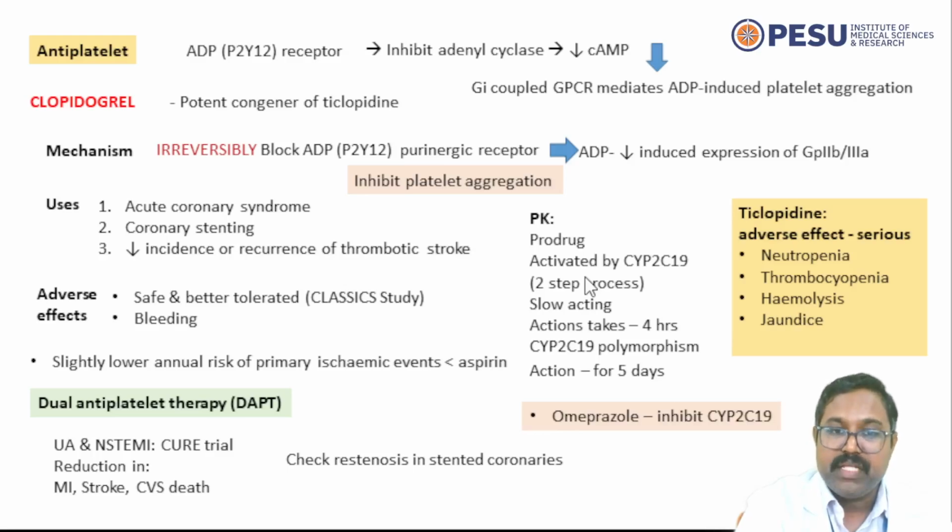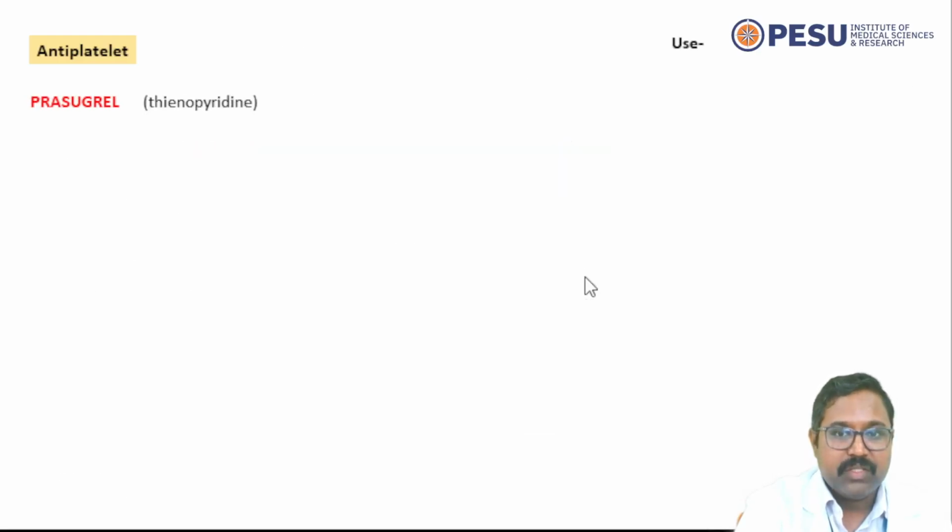So why is ticlopidine not used now? Because of a lot of serious adverse effects like neutropenia, thrombocytopenia, hemolysis, and jaundice, mainly because of the neutropenia and thrombocytopenia. So coming to prasugrel, which is a thienopyridine, the mechanism is similar to that of clopidogrel.